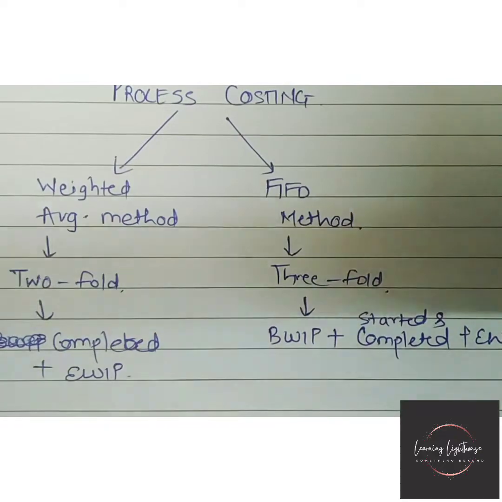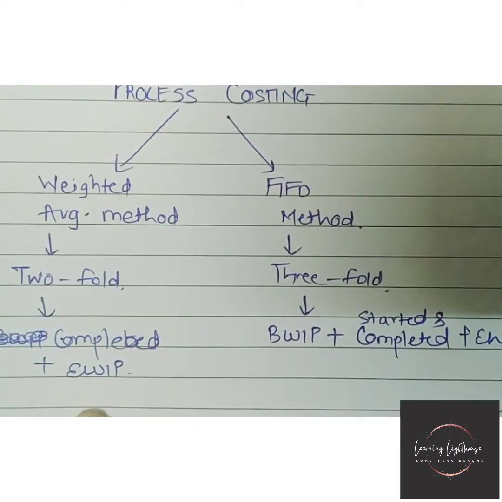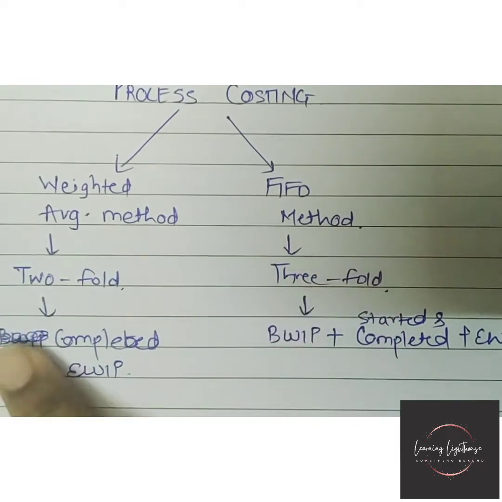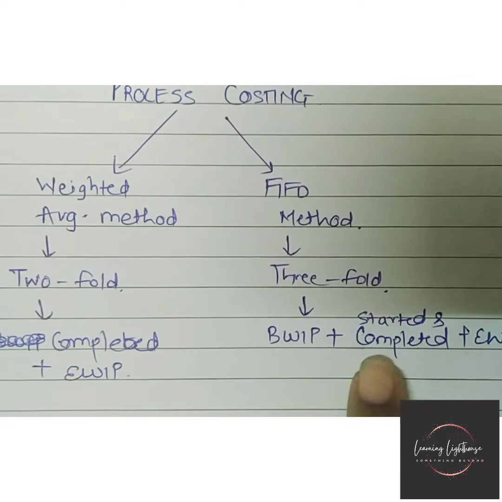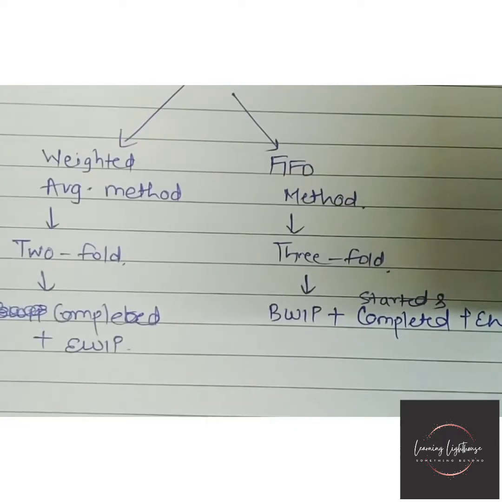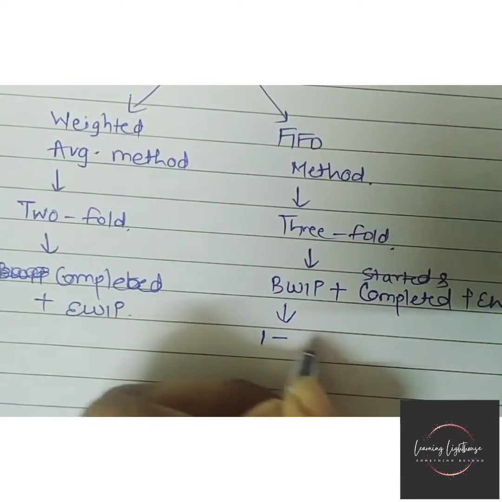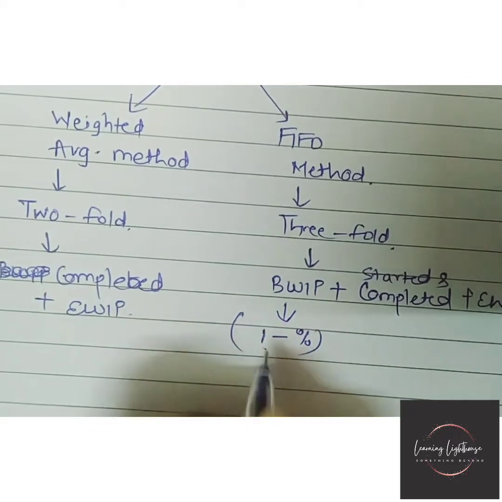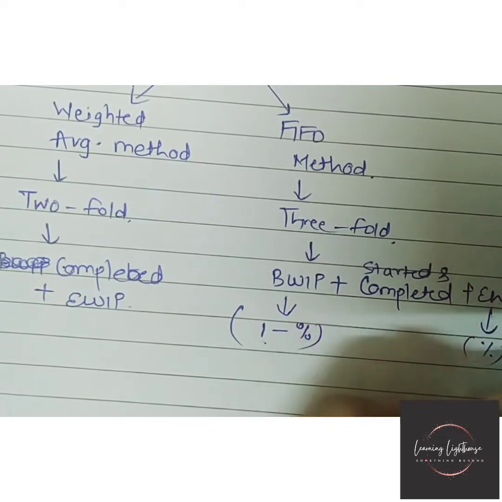Number of units completed means how many units under the process are completed, whether it is 100 or 200, whatever the number is, plus ending WIP. Now, ending WIP is nothing but the closing stock. In the threefold method, we talk about the beginning WIP, started and completed, and ending WIP. Now the most important thing is that beginning WIP under this method will be 1 minus whatever percentage is given to you, whereas ending WIP will be based upon the percentage only, whatever percentage is given to you.